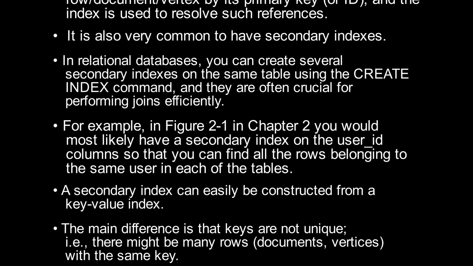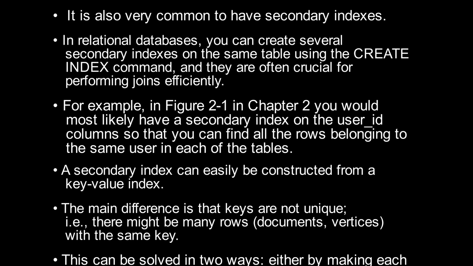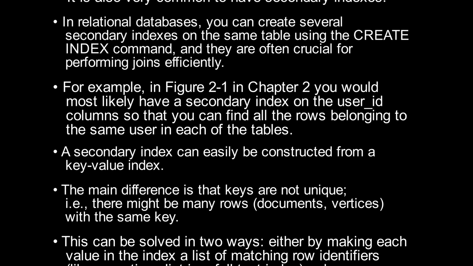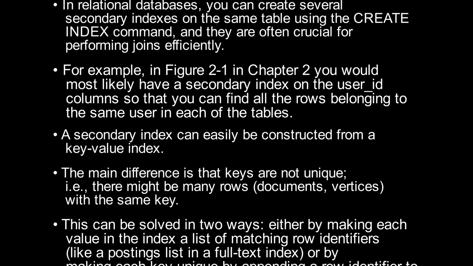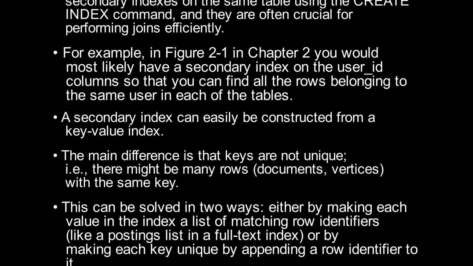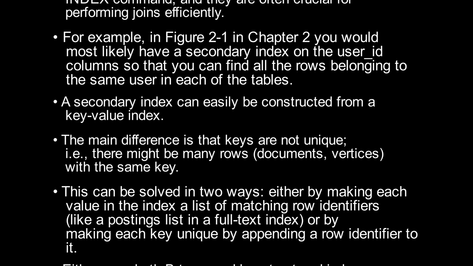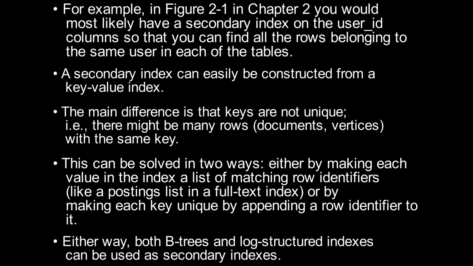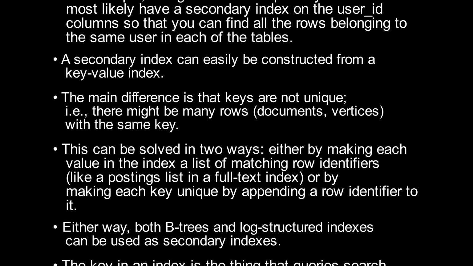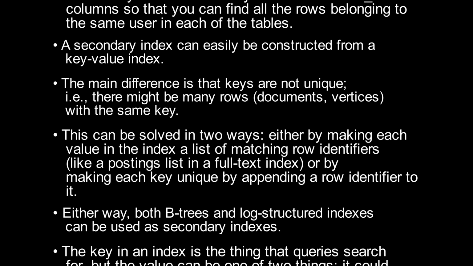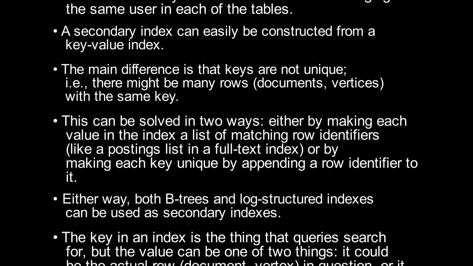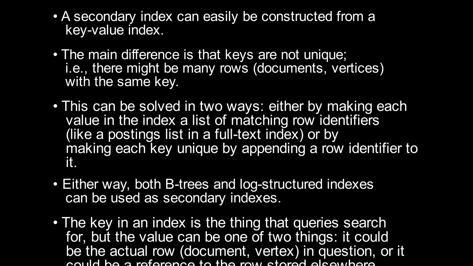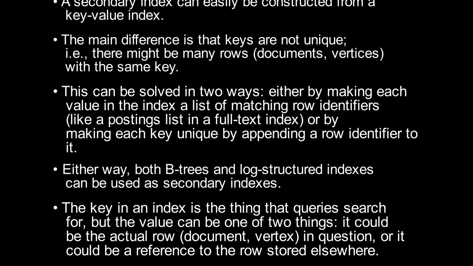A secondary index can easily be constructed from a key-value index. The main difference is that keys are not unique, i.e. there might be many rows, documents, or vertices with the same key. This can be solved in two ways: either by making each value in the index a list of matching row identifiers, like a postings list in a full-text index, or by making each key unique by appending a row identifier to it. Either way, both B-trees and log-structured indexes can be used as secondary indexes.